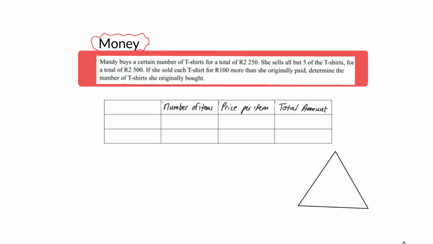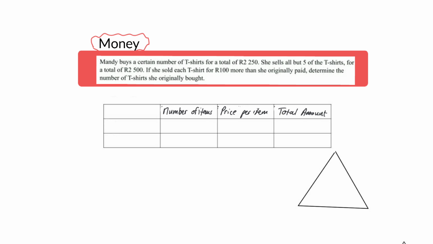Mandy buys a certain number of t-shirts for a total of 2,250. She sells all but 5 of the t-shirts for a total of 2,500. She sold each t-shirt for 100 rand more than she originally paid. Determine the number of t-shirts she originally bought. So the first thing we do, we decide what the story's timeline is about. Well, first Mandy bought, so we fill in bought in our table, then Mandy sold.